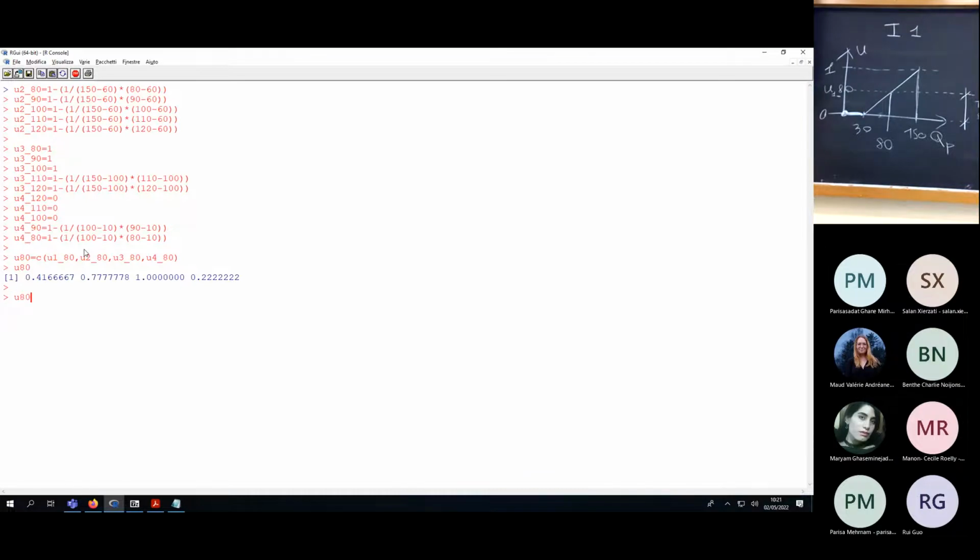Now, let me put U90 in the same vector. Look, I got back the previous instruction. I don't write a new instruction. I got back the previous one, and I just substitute 80 with 90. Okay, now 100.